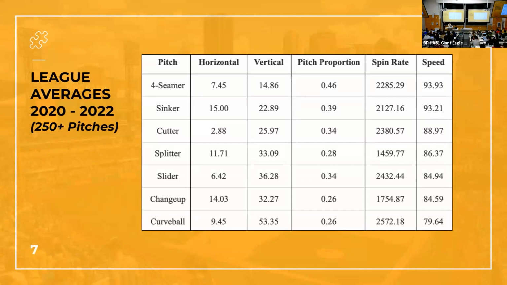Here are some of the league averages. You may or may not watch baseball, and a lot of you may not look at some of the actual underlying stuff. This is for each different type of pitch. Going by four-seamers, horizontal is the horizontal movement in inches, and vertical is the vertical movement in inches. It's worth noting that there is a stat called induced vertical movement, which is not this, so this would be 15 inches downward. The pitch proportion is how much pitchers who have four-seam fastballs use it on average. And then spin rate and speed are in revolutions per minute and miles per hour.